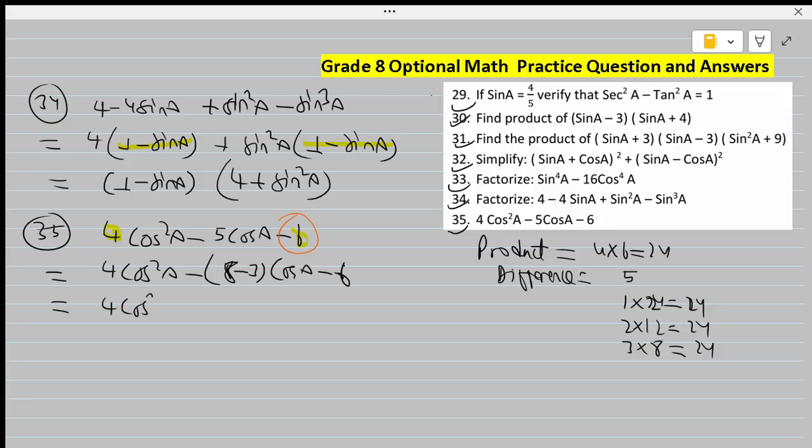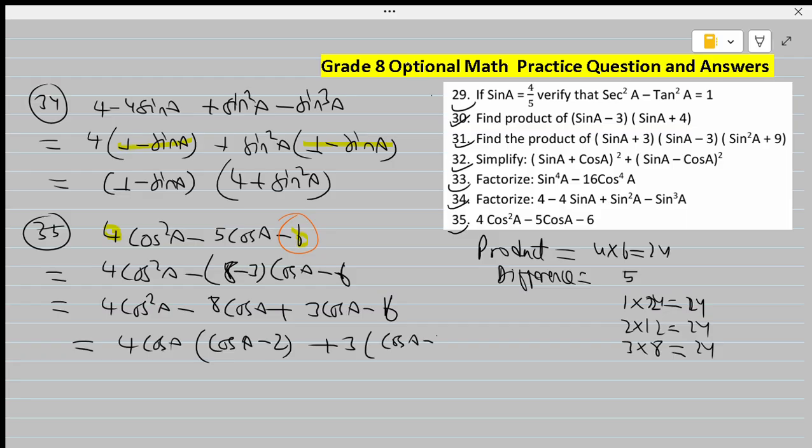Now get the bracket opened. So 4 cos square A minus 8 cos A, minus minus plus 3 into cos A, and minus 6. Now you take common again: 4 cos A you can take common, so cos A minus 2 you get. And plus 3 we take common and cos A minus 2 you get. And again cos A minus 2 you can take common, and then 4 cos A plus 3 we get. So this way we get this factorized.